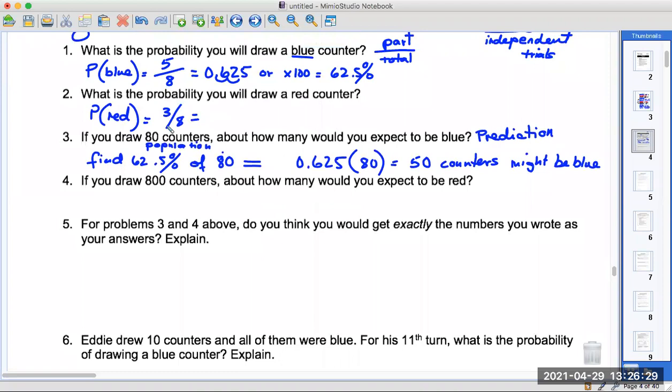Red, okay, 3 divided by 8 is 0.375, which is 37.5%. But when you do the math, you use the decimal. You multiply by 800. This means multiply. And use your calculator, please. When you do, you get 300. 300 of them might be red.